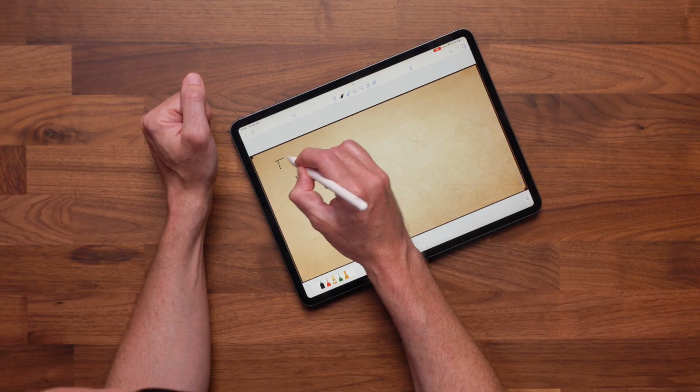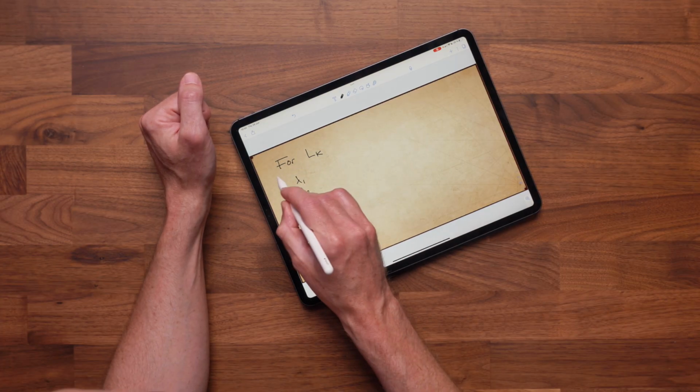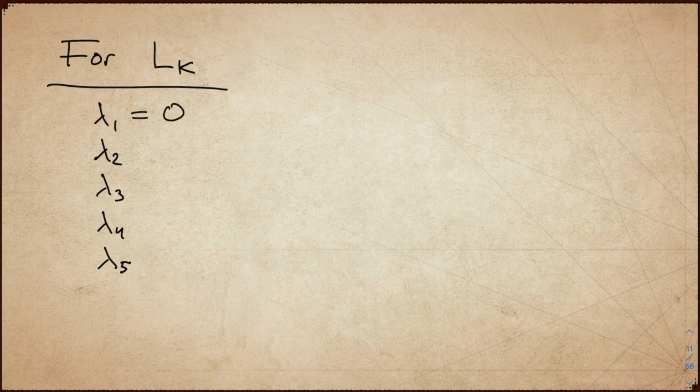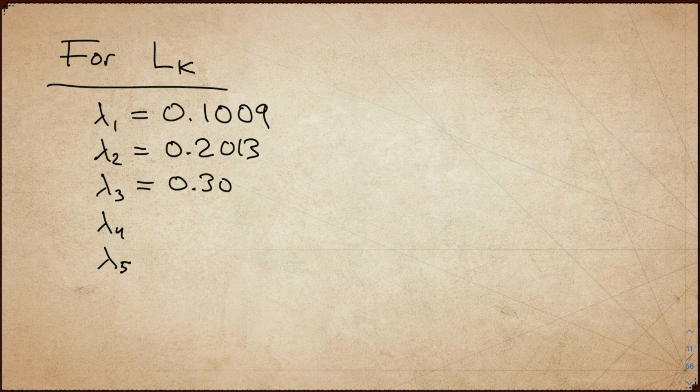For this specific L function, the numbers are from Sage, lambda 1, that's 0.1009, lambda 2 is 0.2013, and then it's 0.3007, 0.3988, and 0.4950.